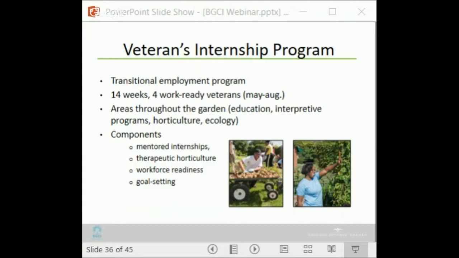The program focuses on teamwork, commitment to mission, and service, which we know are characteristics overall of successful transitional employment programs. And we do that in the context of interactions with plants and nature. This year we have 4 participants working in education, interpretation, horticulture, and ecology.